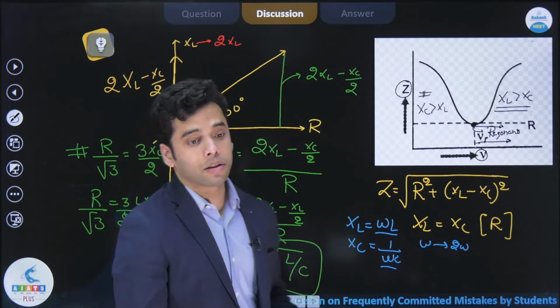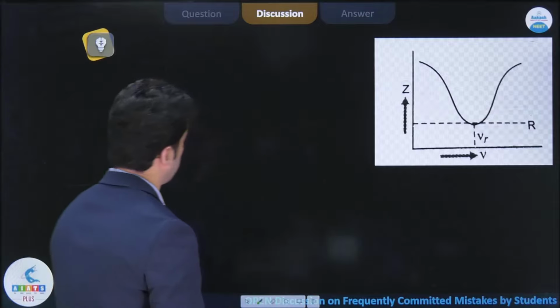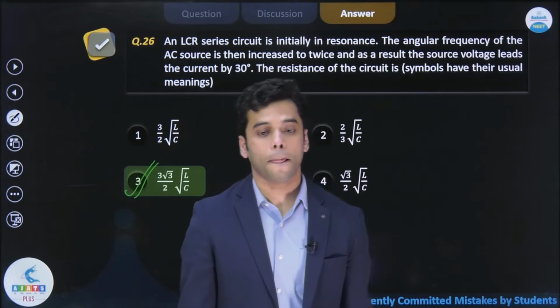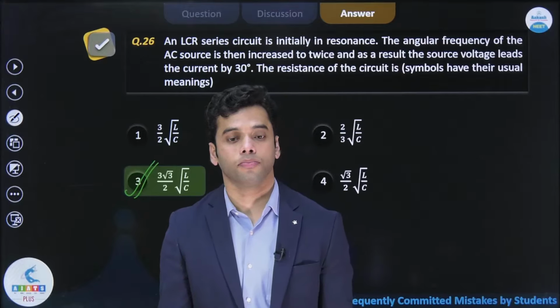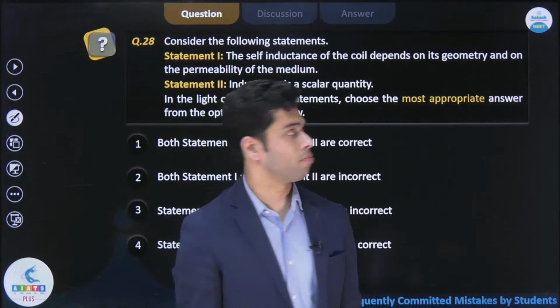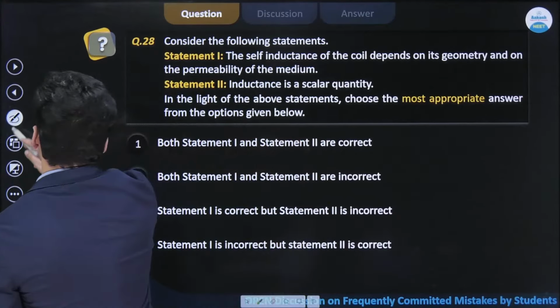So resistance आ गया बेटा 3√3/2 root L by C. Option 3 is the correct answer to this problem. बताइए कोई डाउट है किसी को इसमें? Okay, let's move forward. We have our next question.